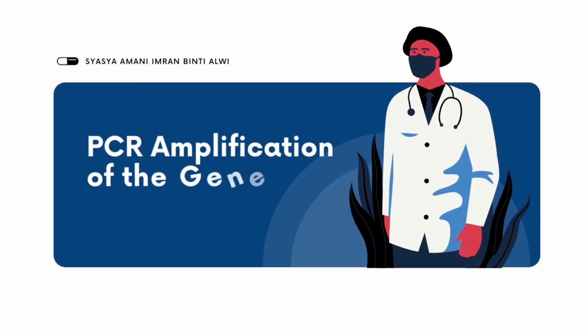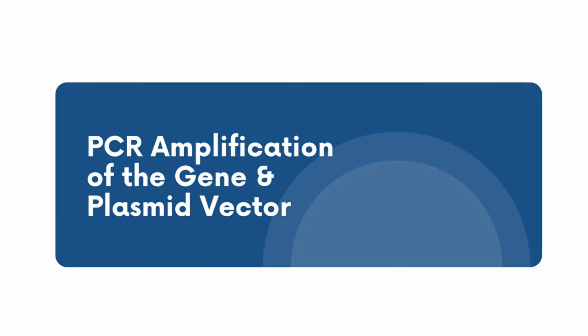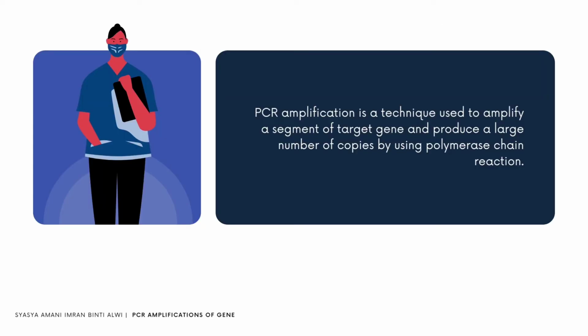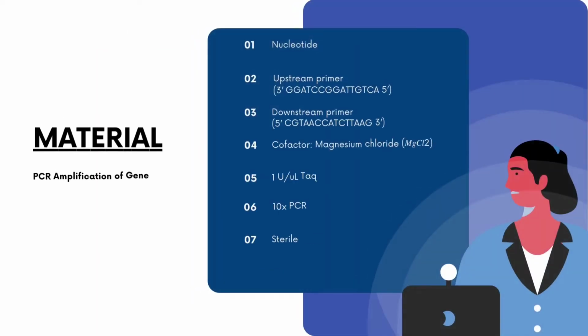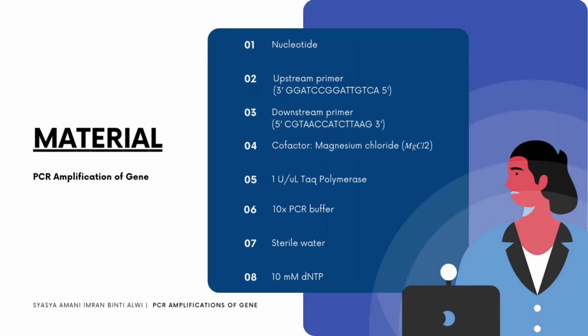Next, I will explain PCR amplification of the gene and plasmid vector. PCR amplification is a technique used to amplify a segment of a target gene and produce a large number of copies by using the polymerase chain reaction. The materials used in PCR amplification of genes are: upstream primer 5' GGAT CCGA TTG TCA 3', downstream primer 5' CGTAA CCA TCG TTAAG 3', the cofactor magnesium chloride, 1 unit of Taq polymerase, 10 times PCR buffer, sterile water, and 10 mM dNTP.